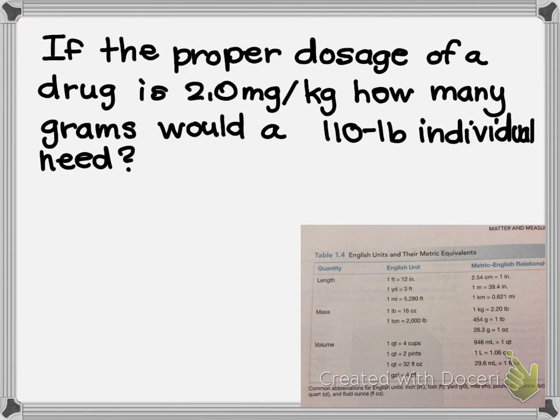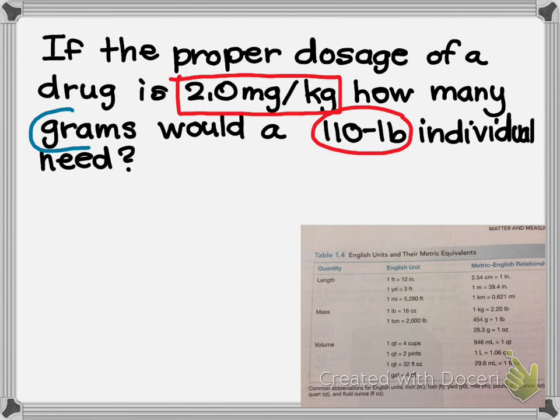So let's read the problem. We always start by thinking, what are we given? Okay, so it says, if the proper dosage of a drug is 2 milligrams per kilogram. Okay, so there's something we're given. How many grams would a 110-pound individual need? Okay, there's another thing we're given. So 2 things. And what we're trying to find out is how many grams would this person need if the dosage is 2 milligrams per kilogram.